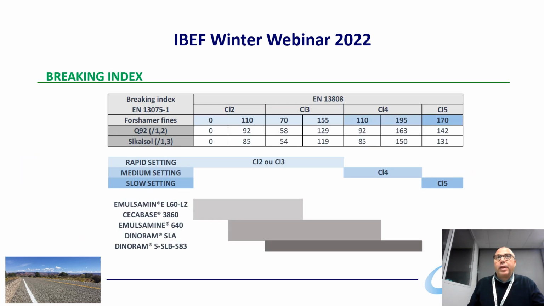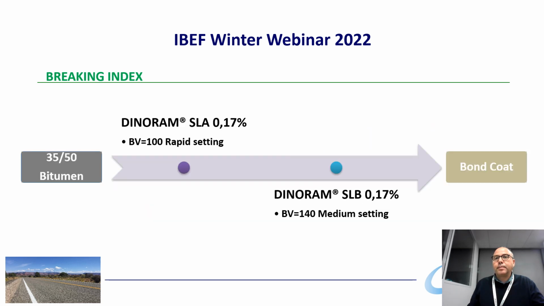Each emulsifier is within a range of breaking index depending on its dosage in the emulsion. It's possible to choose the emulsifier according to the target breaking index. Emulsifiers from the diamine family are able to get rapid setting emulsions at low dosage or medium setting emulsion at high dosage. In this example, a 65% concentration emulsion is manufactured with a 50-pen bitumen. By choosing Dynoram SLA or B, it's possible to choose the classification of the emulsion.